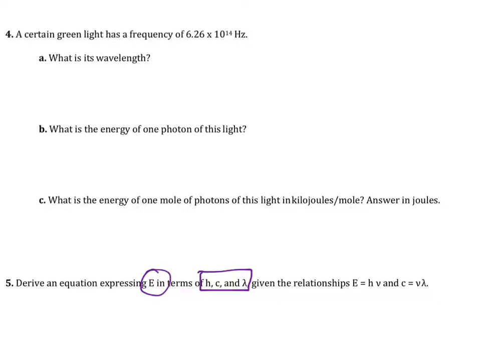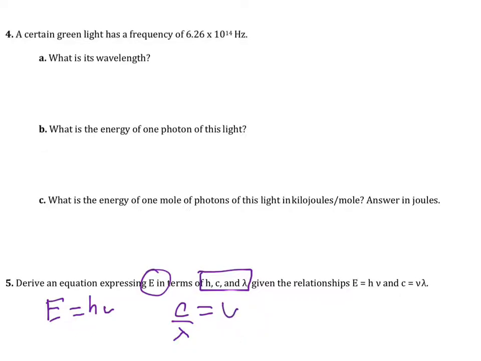So in other words, we need to come up with an equation where we can solve for energy for a given wavelength. Well, energy is equal to h times v, and we know that the speed of light is equal to lambda v. And so what we can do is, in the second equation, we can solve for v. And when we solve for v, we do it by dividing by lambda here. And we will end up with this situation here.